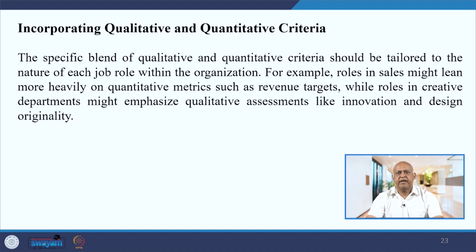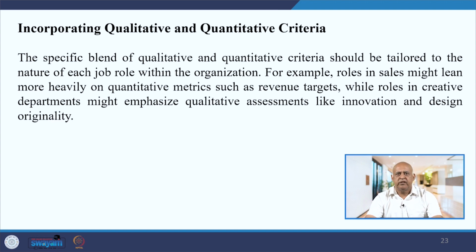The specific blend of these qualitative and quantitative criteria should be tailored to the nature of each job role within the organization. Here again, as I talked about earlier, parameters and standards are required to be balanced. Similarly, the criteria required has to match the nature of each job role, in both qualitative and quantitative terms.